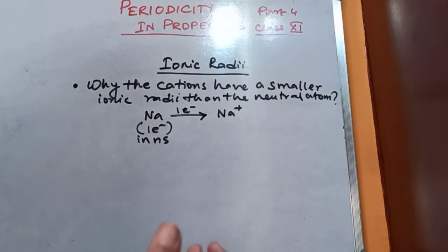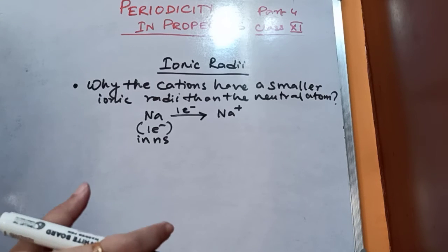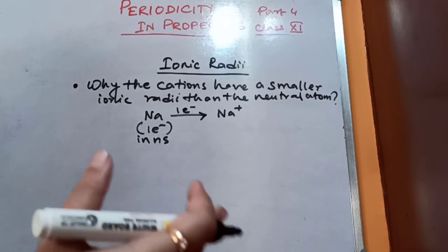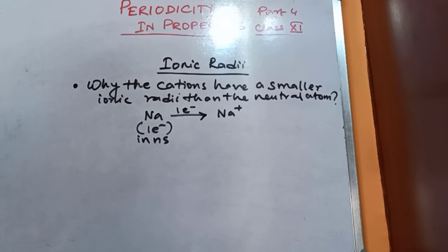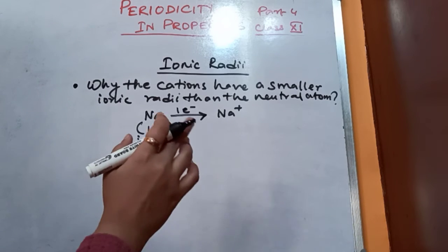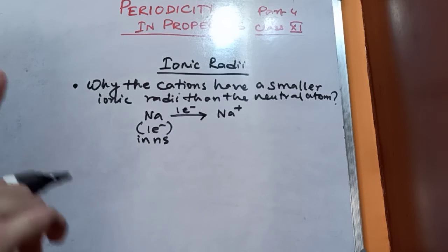Think of magnesium. In magnesium there are two outermost electrons. If both electrons are removed, forming Mg2+, then also the last shell will be removed and the penultimate shell would become the last shell. So because of that, the size of the cations decreases. That is one point.